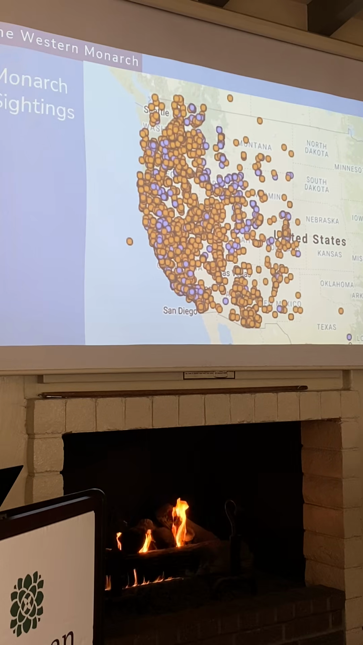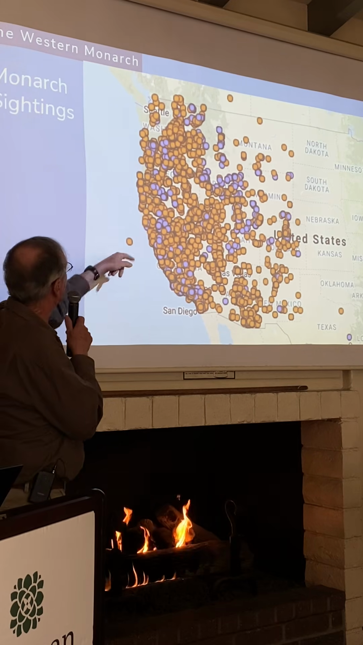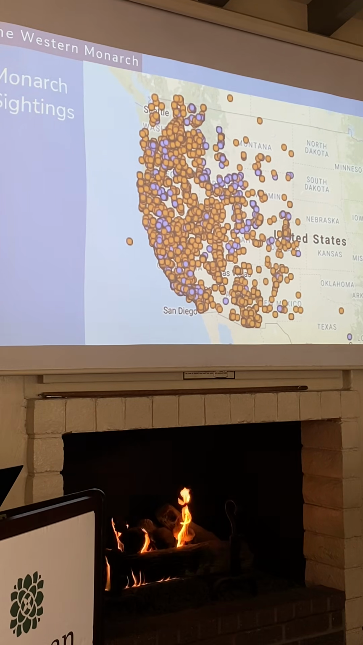So this is a little bit of the distribution of monarchs during the summer months in the western population. They are distributed really very well all the way through the western U.S. up to the Rockies. I don't know what this guy's doing up here. He's looking for a wire.